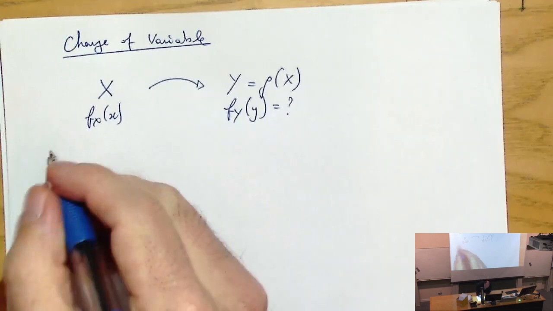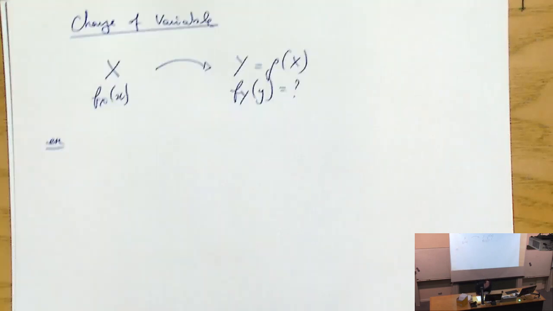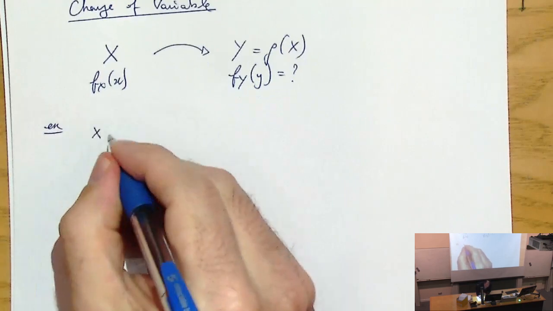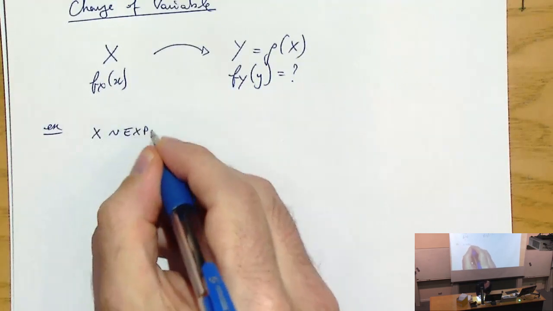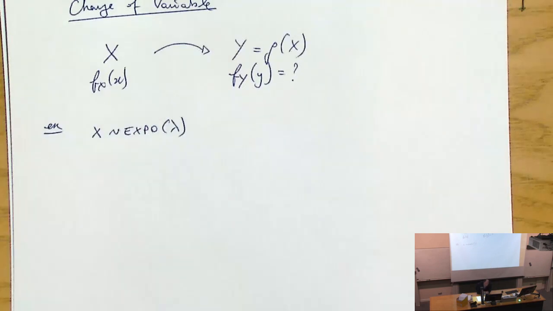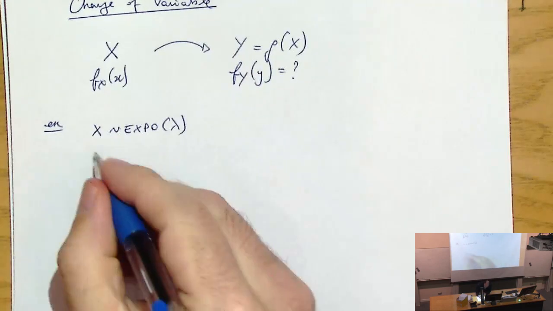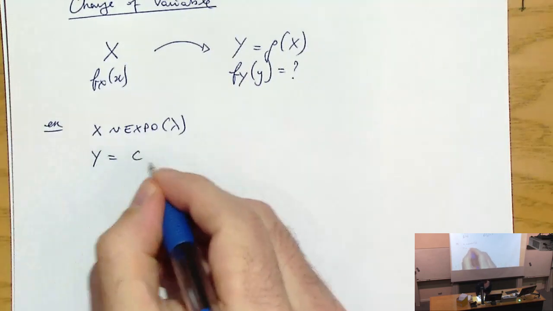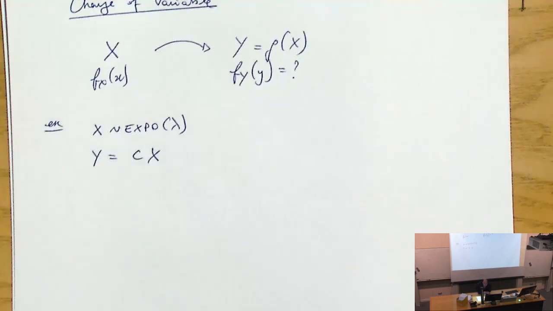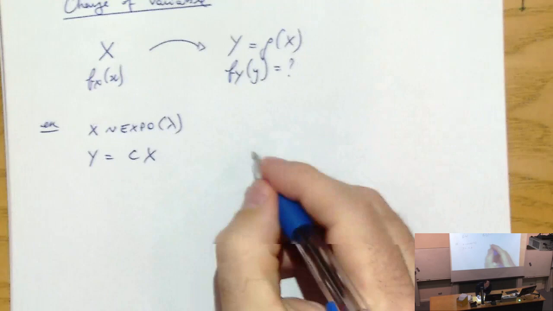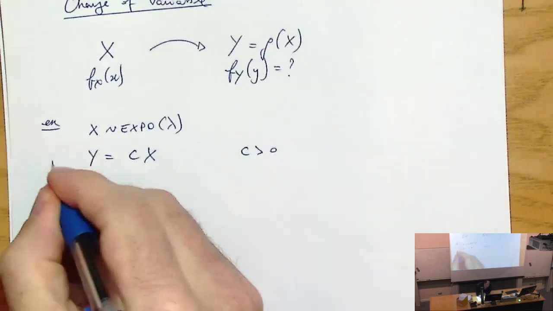So let's look at an example to see how this works. Let's imagine that x is exponentially distributed with parameter lambda. And I'm looking at y equal to cx. So I just multiply by c. And I start with c positive.